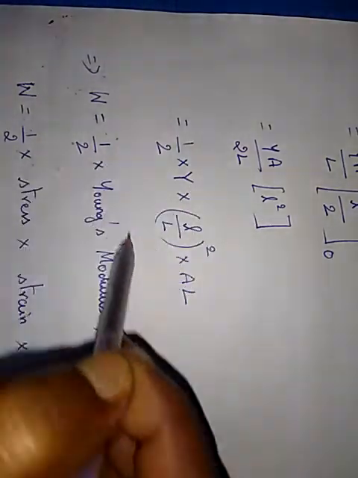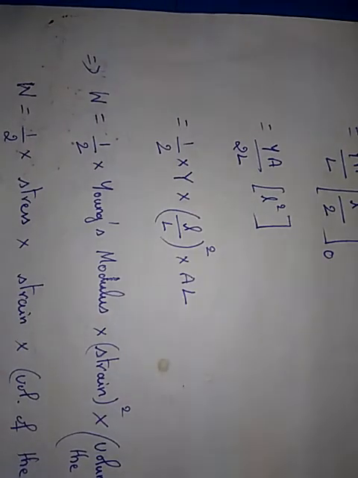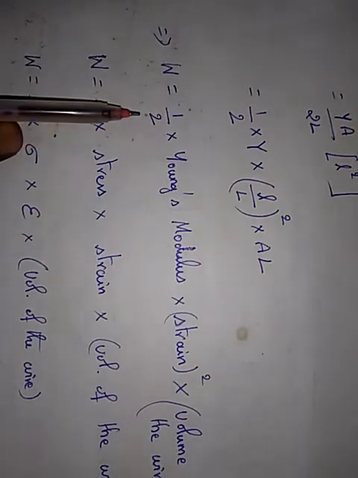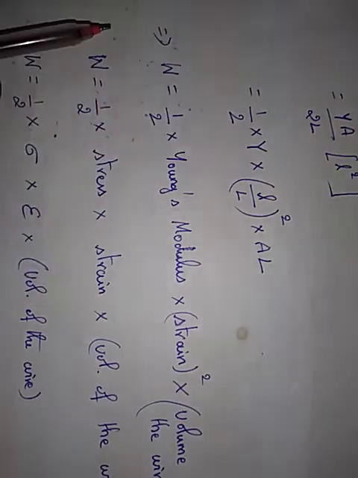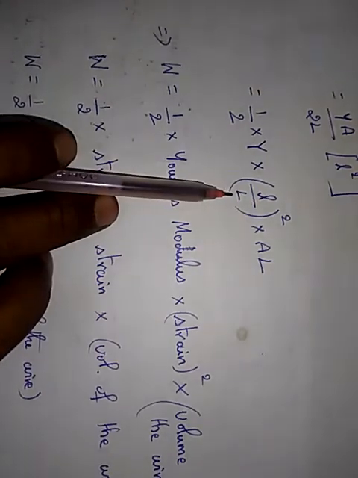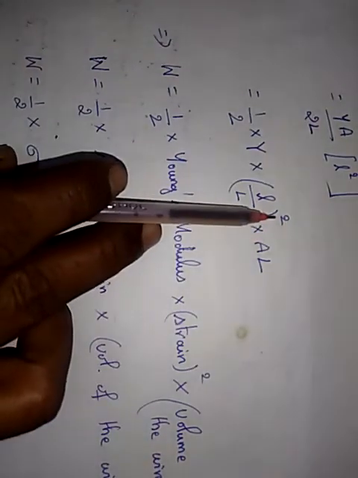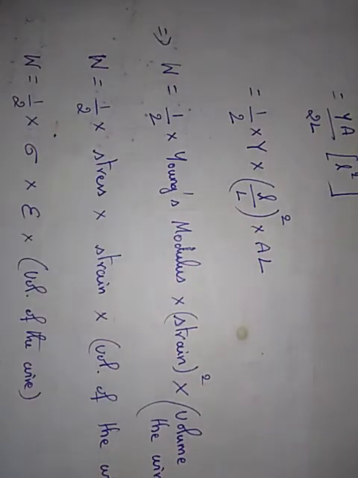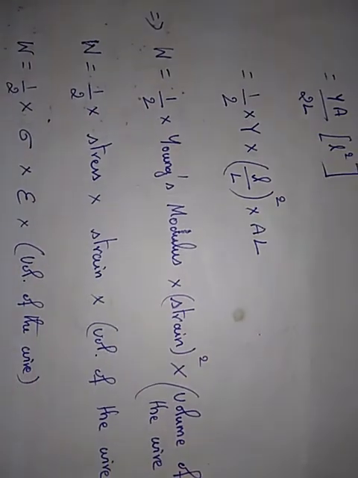Now, why we do this? We want to get a simplified answer that is easy to remember. So now we can write work done is equal to half Young's modulus, change in length by original length, which is nothing but strain, square, therefore square, area into length. Area into length is nothing but volume of the wire.